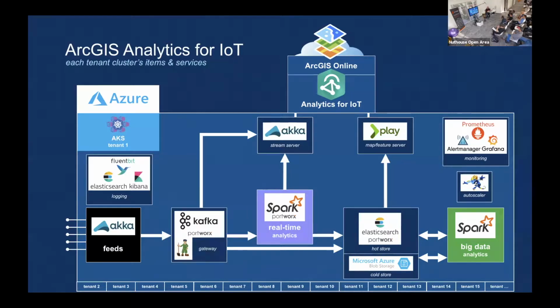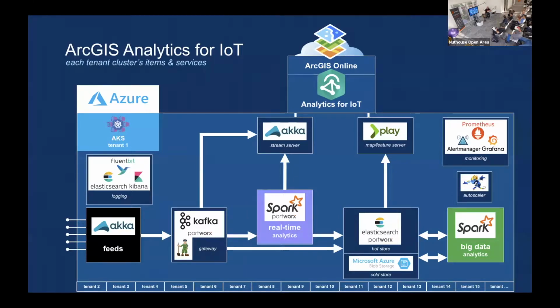We also have logging and monitoring infrastructure per tenant as well. So we started off with an ELK stack, the Elastic Logstash Kibana, but we replaced the Logstash with FluentBit. So I guess it's the EFK stack now. I don't know if that's a thing.